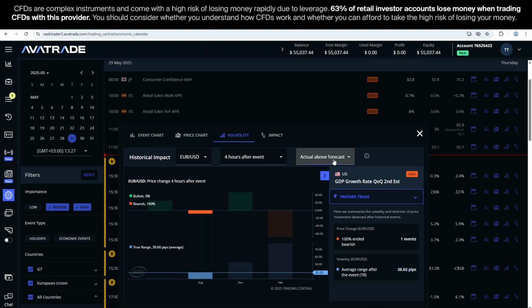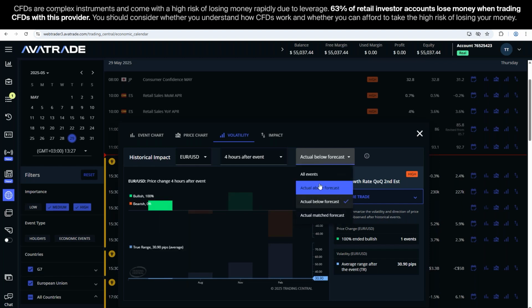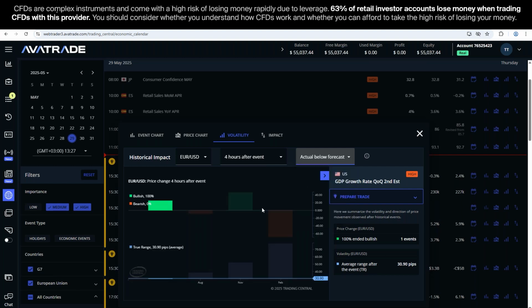Okay, so what happens if it does come in below forecast? Well, then that's only happened once as well. And the euro went up then. That makes sense. In my mind and in your mind, it probably makes sense. If the GDP growth rate in the US is worse than expected, below forecast, then the euro goes up against the USD. And if it comes in better than expected, then the USD pulls the euro down. In the downward movement, nearly 40 pips. In the upward movement, just over 30 pips. Okay, pretty significant moves in a few hours after these numbers come in.